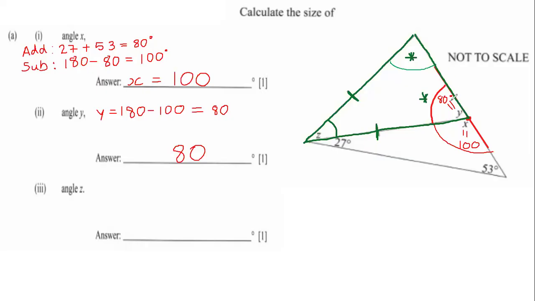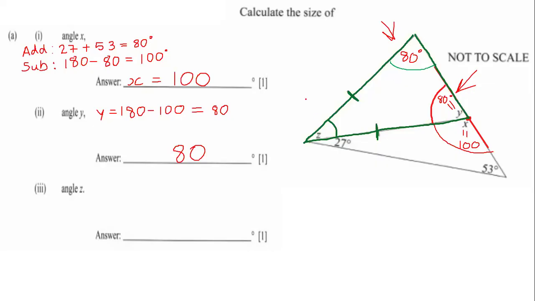Let me ask the question again. If this is 80, and these two sides and angles are equal, what must this be? 80. It must be 80. All right? So that's the thing. That means that this right here is 80 degrees. So this is 80 and this is 80. Okay, cool. So that means that we basically finished.